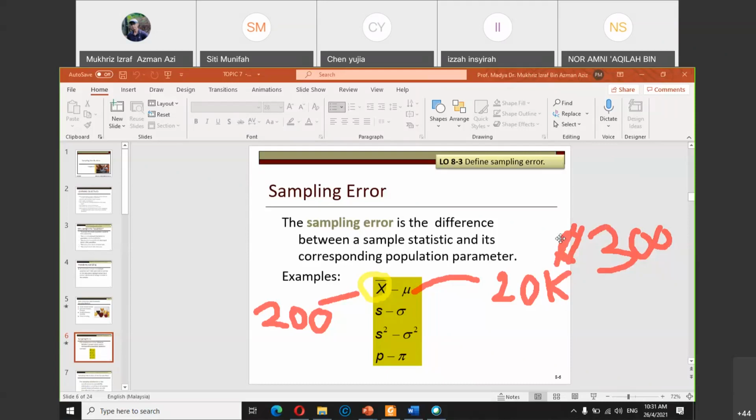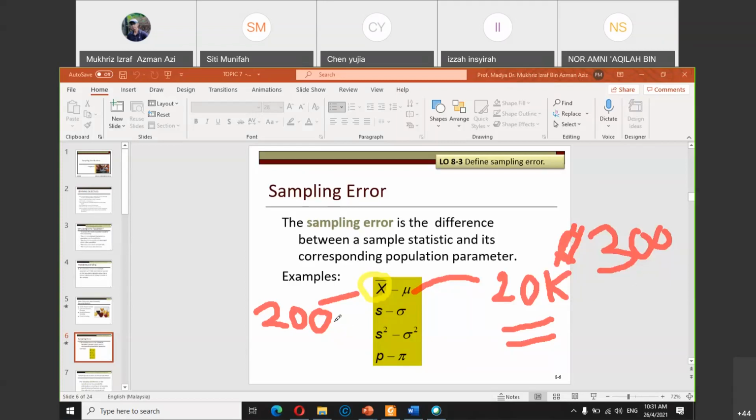So let's say the mean of all the 20,000 students. Let's say if you were to ask everyone, and there is a directive or instruction from the vice chancellor that every registered student in UUM must answer the survey question in your portal. Then from that information, we know that the 20,000 students spend on average, the mean will be 300 ringgit per month on food.